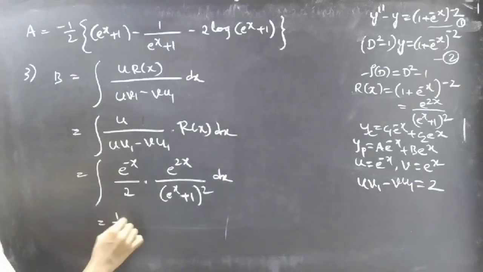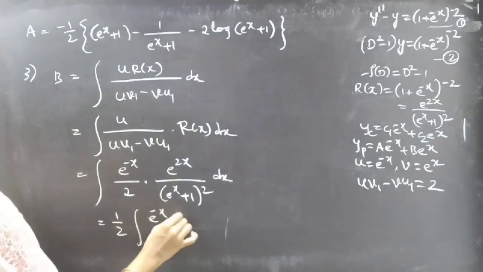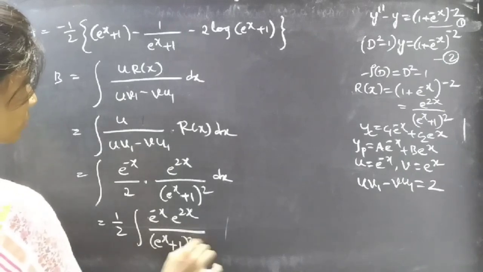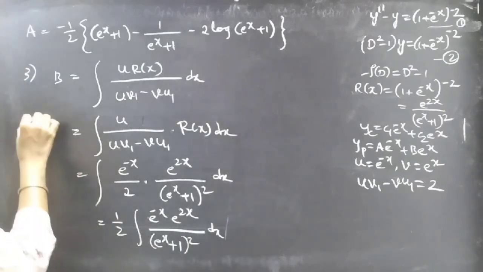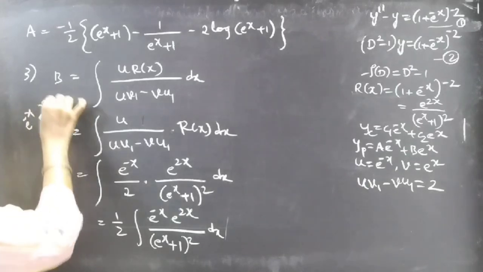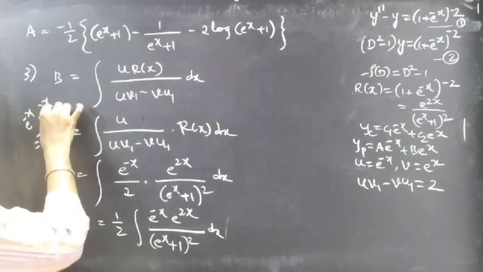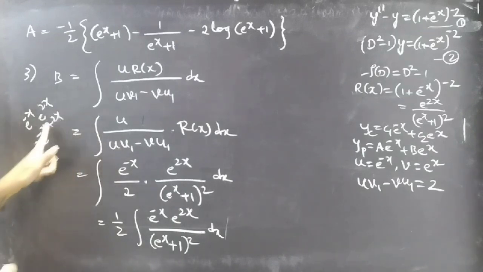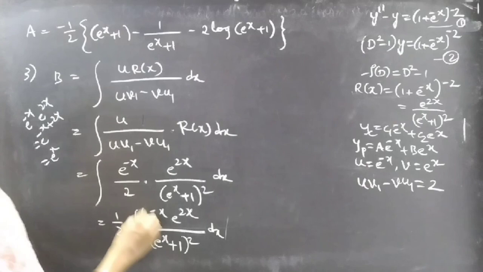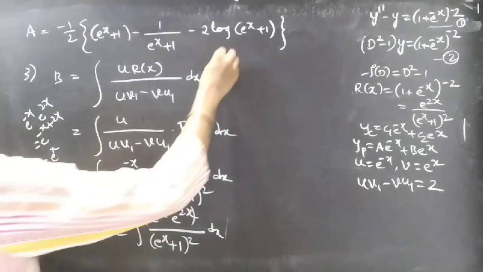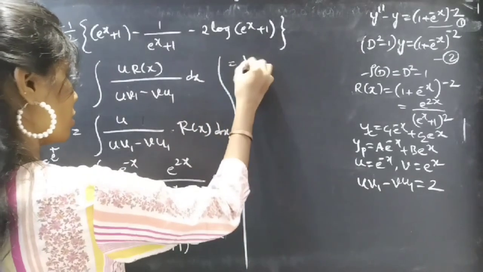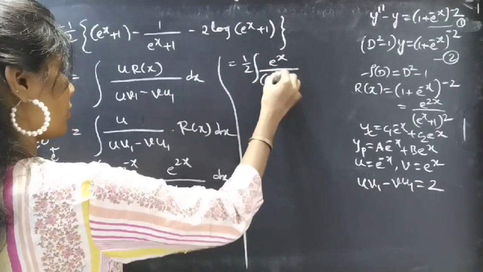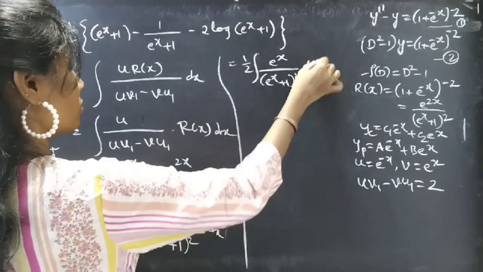This gives us 1 by 2 integral e power minus x into e power 2x by e power x plus 1 whole square into dx. Since e power minus x into e power 2x can be written as e power minus x plus 2x, which gives us e power x, because 2x minus x is x, right? Now replace it with e power x, then we'll get 1 by 2 integral e power x by e power x plus 1 whole square into dx.